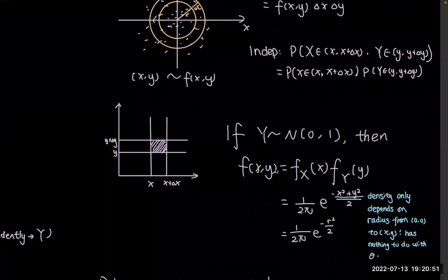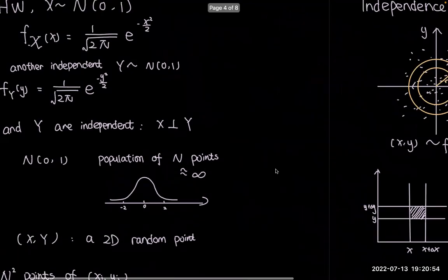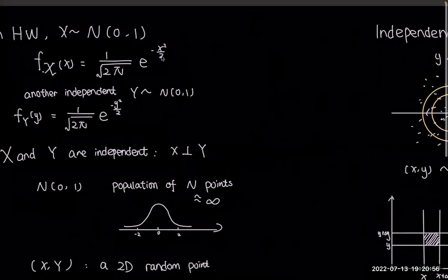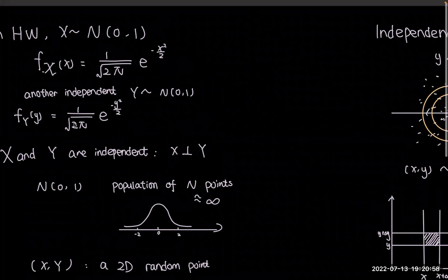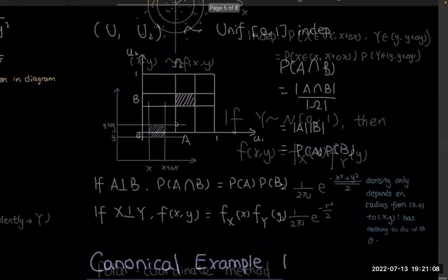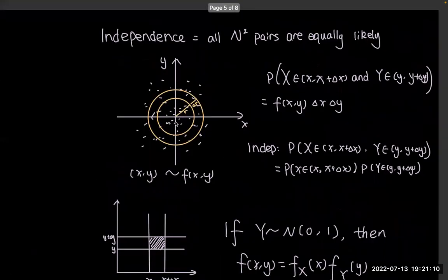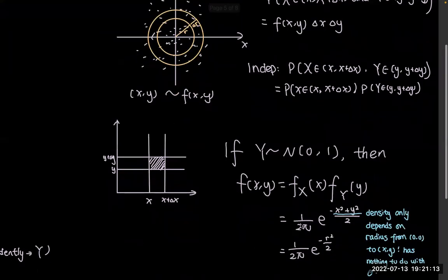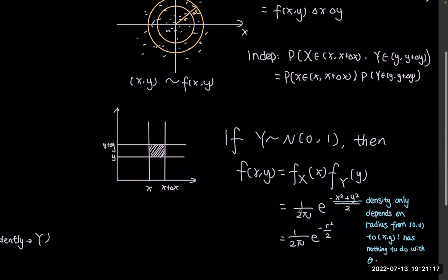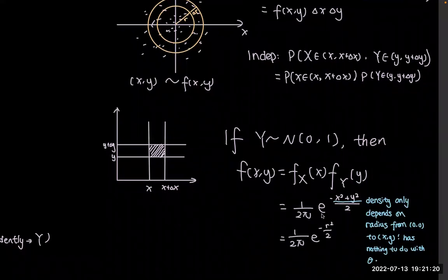Remember that f of x is here, and f of y is here. If you multiply them together, you have 1 over 2 pi instead of a square root, and also e to the negative x squared plus y squared over 2. So it's 1 over 2 pi e to the negative x squared plus y squared over 2. This is the joint density. It is actually simpler than each marginal density because you don't have the square root anymore.